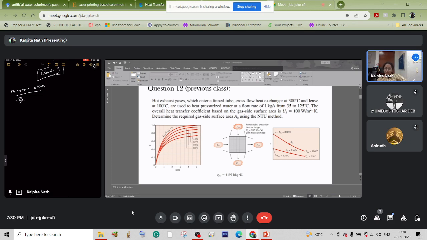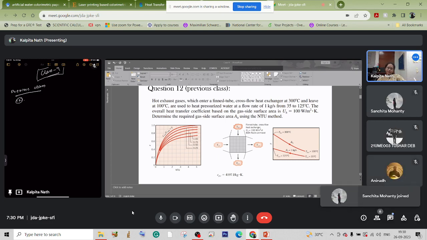First of all, from the graph we can easily calculate NTU, because the temperatures and everything are given, so we can calculate the effectiveness. And if we can calculate the effectiveness, we can use the effectiveness and the heat capacity ratio to calculate the NTU.